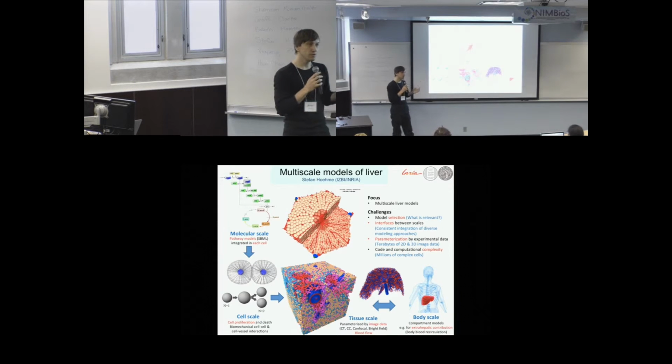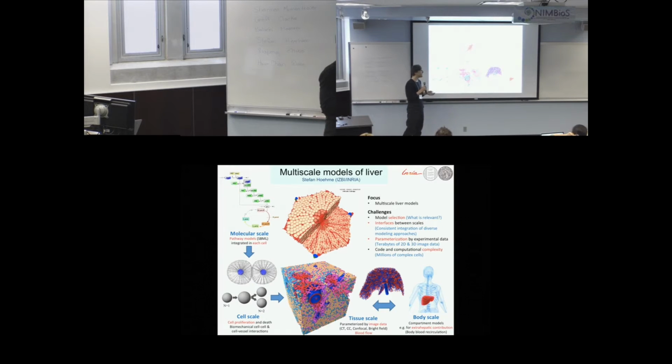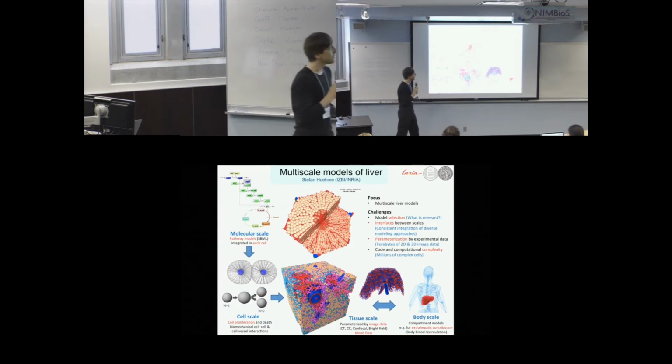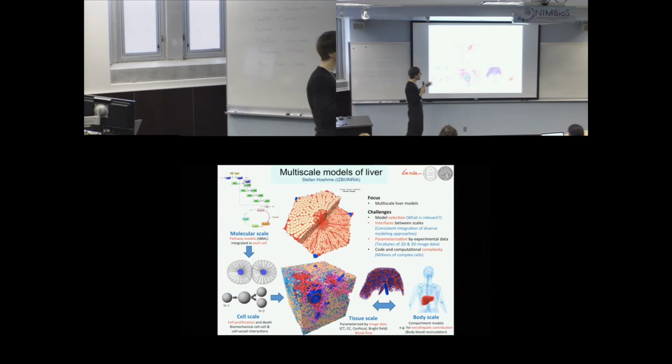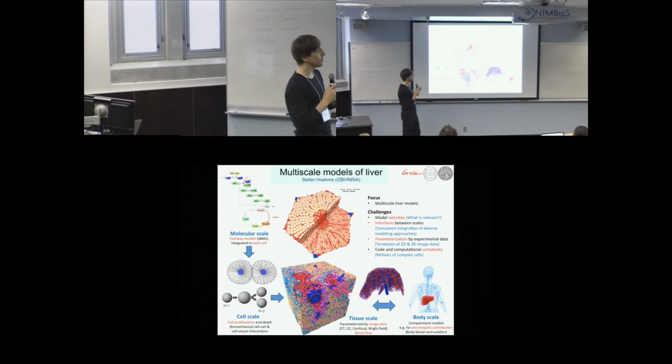And then if we want to use this tissue to actually run a simulation, we have to add the body context because blood leaves the liver, recirculates through the body and re-enters it. So we have additional models on body scale. Our main challenges are the model selection, so what is important for specific biological problems, how to define the interfaces between all those submodels consistently, how to parameterize these with terabytes of 2D and 3D image data, and of course the usual code and implementation complexity.